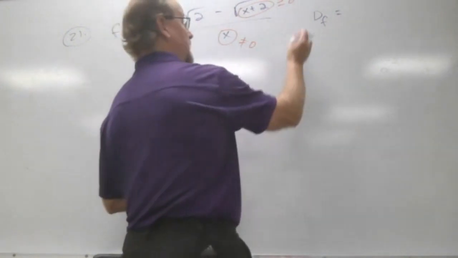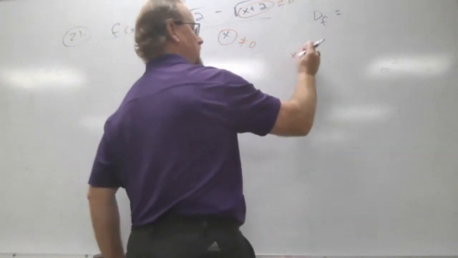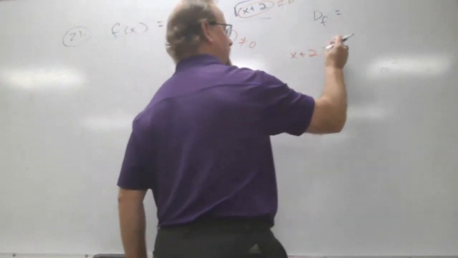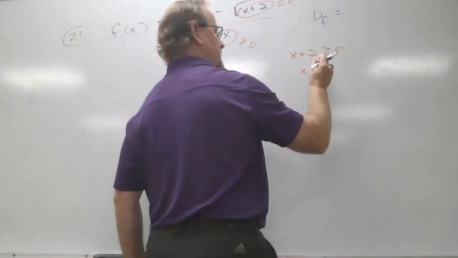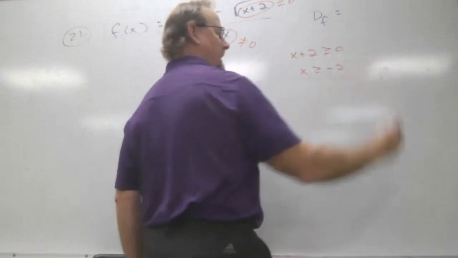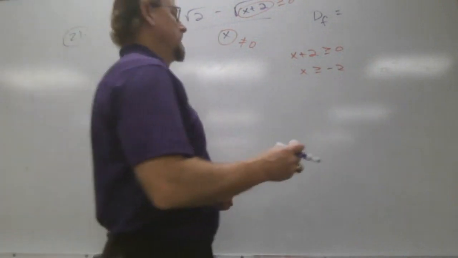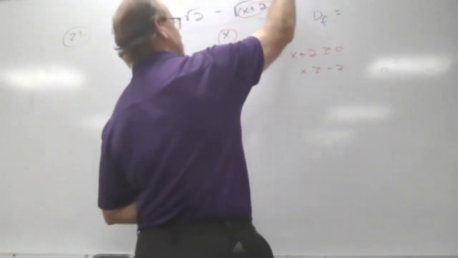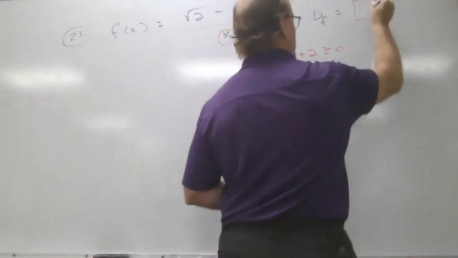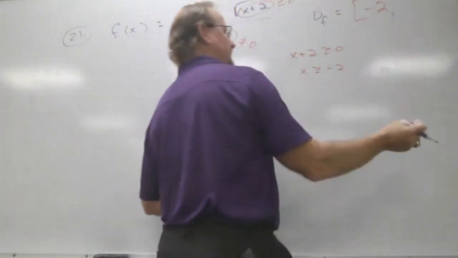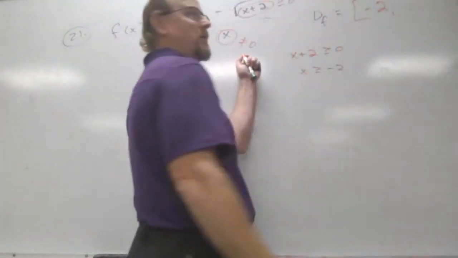So how do you do that? Just solve it. So if x plus 2 is greater than or equal to 0, so that I can take the square root, subtract 2 from both sides, that says x is greater than or equal to minus 2, right? Pretty simple to figure that out. So it's okay to equal minus 2 because I'd have the square root of 0 there. So anyway, including negative 2. Now we can't go all the way to infinity though, because what do I got to do?